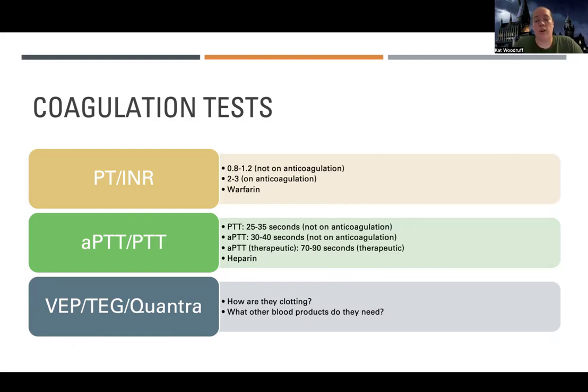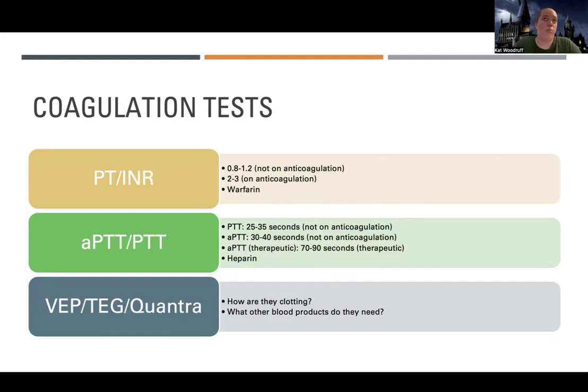This is all about how a patient is clotting in general. So these are great. We use these a lot on trauma patients, but they can use them on any patient who's maybe doing something weird with their clotting cascade or their coagulation. And it can kind of just tell us in general how they're doing with clotting.